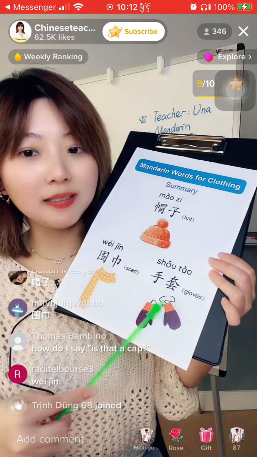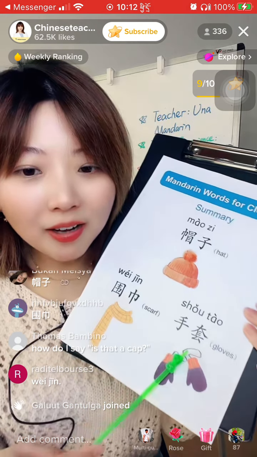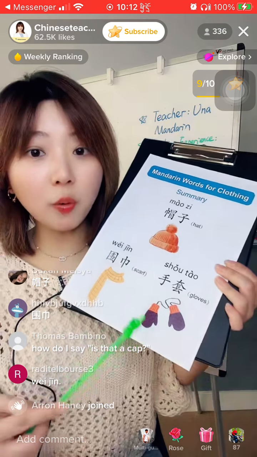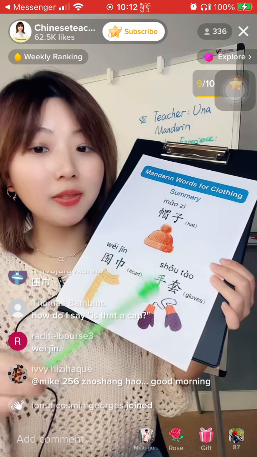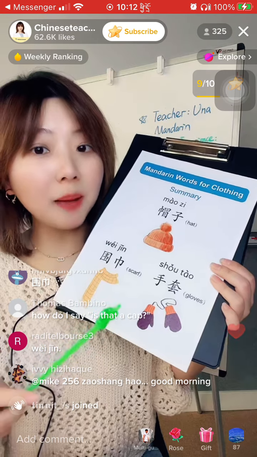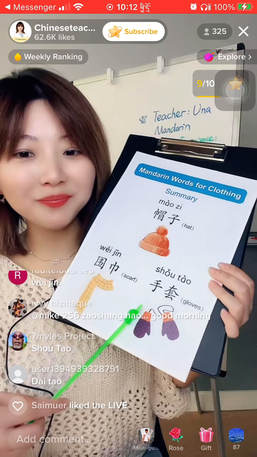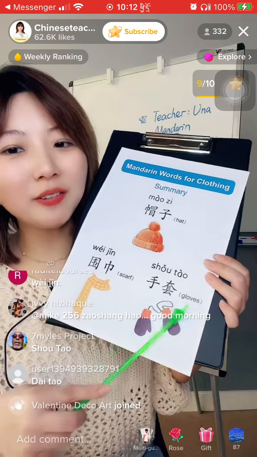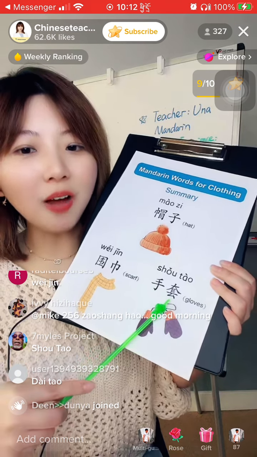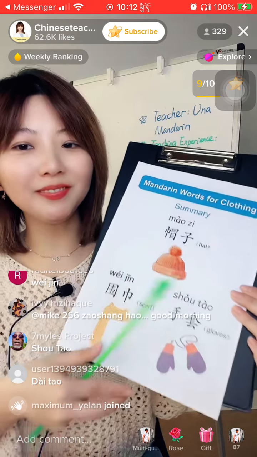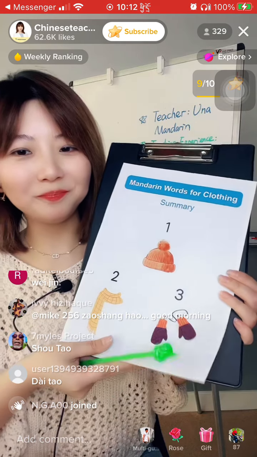Last one, gloves or mittens, 手套. How do I say, is that a cap? That's a question. You can say, 那是帽子吗? Is that a cap? 吗 means a question. 那是帽子吗? Is that a cap? Okay? 手套, gloves or mittens. Okay, so we've got 帽子, 围巾, 手套. Game time.